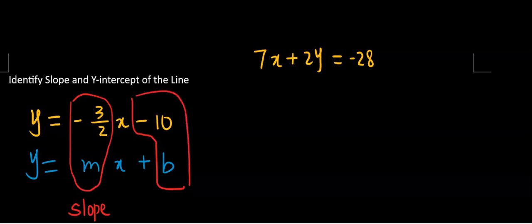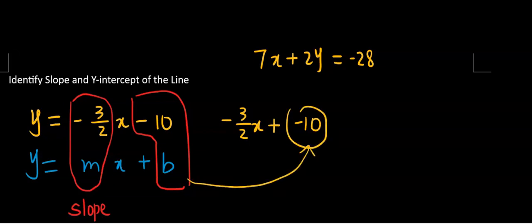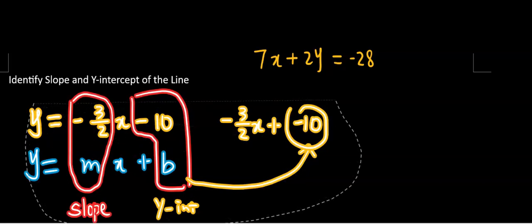Make sure you do not write b is positive 10, because negative 3 over 2x minus 10 is, let's write it down, negative 3 over 2x plus a negative 10. Therefore, b is negative 10 instead of positive 10. So this is your y-intercept. All right, let's look at our next practice.